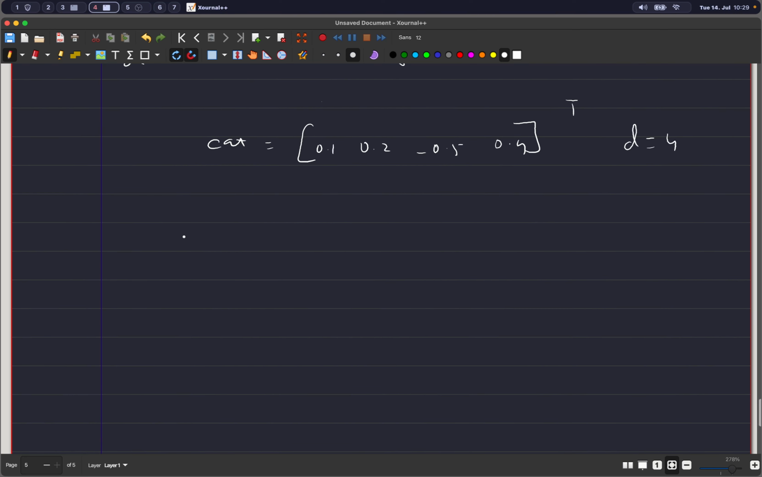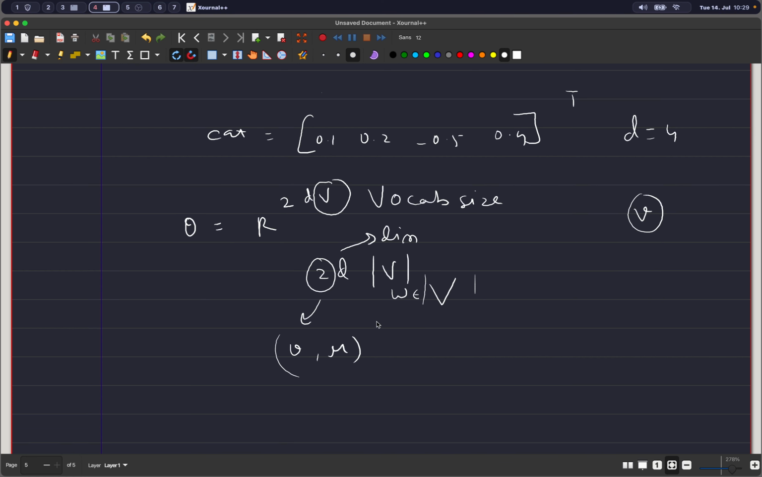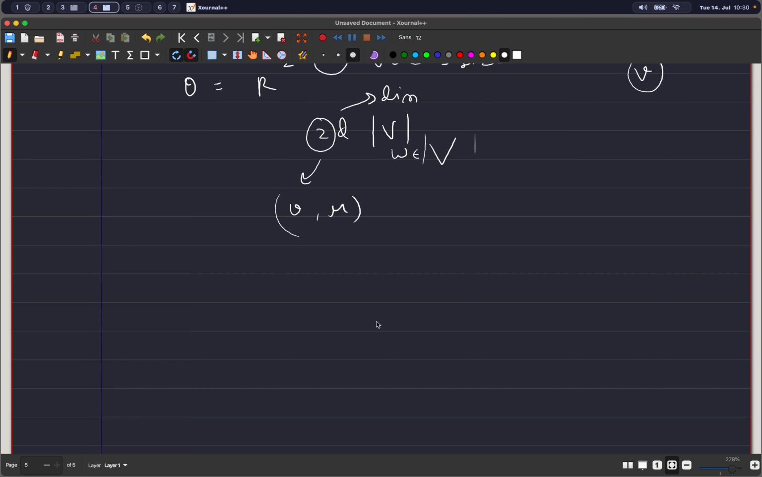Now, just to calculate the size of theta, I am saying that theta will have 2dV elements. How we arrive at this number: V is our vocab size. Do not confuse this with the v vector. I'll start writing V like this so that we don't get confused. V is the vocab size or the dictionary that we have. D is our dimension, and 2 is there because we have a v vector and a u vector for each of the words. So each word belonging to our corpus has two vectors, and each vector has d dimensions. The total number of quantities that you need to optimize will be 2 times d times V, right?